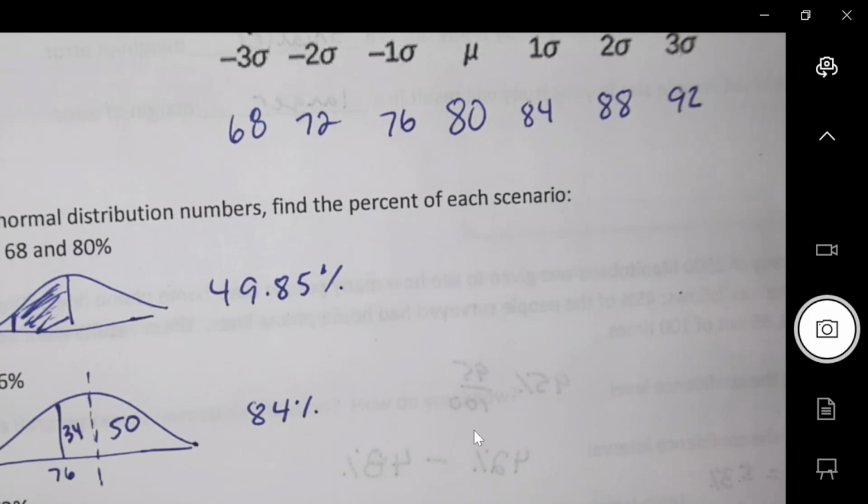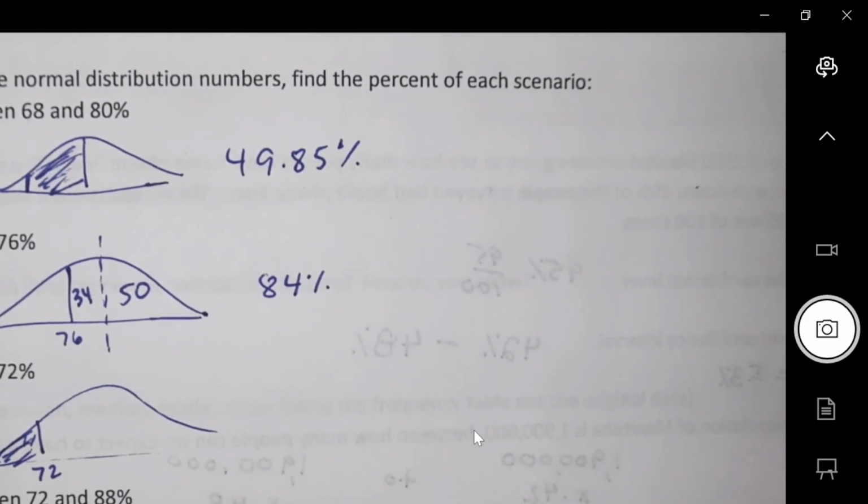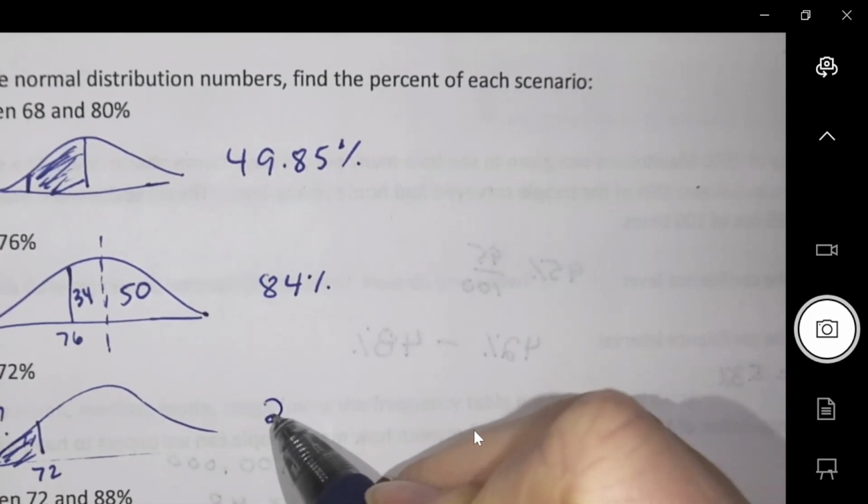Okay, below 72. 2.35, 0.15. So how much is below 72? That's what I want to know. So not much. What'd you get? 2.5%?